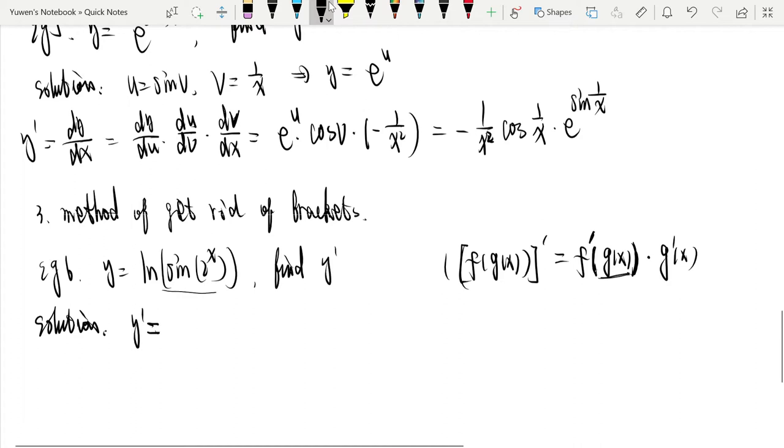So that is log of something. First, we take the derivative in terms of the bracket. So that's log of a bracket. The derivative of log is 1 over x. So that is 1 over sine 2 to the x, with the bracket as a whole, and then we take the derivative in the bracket.